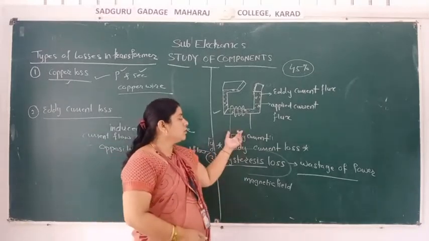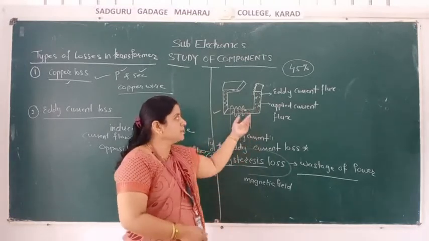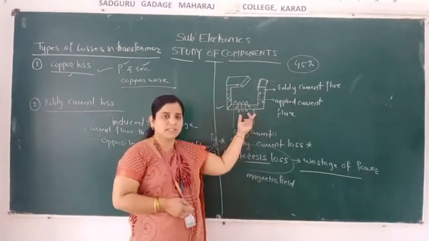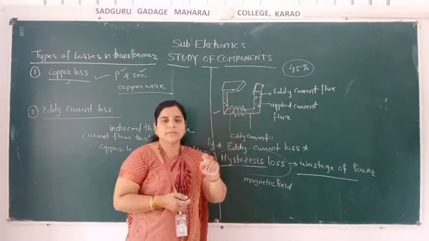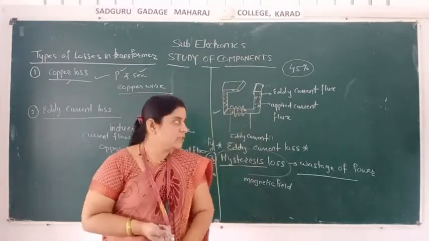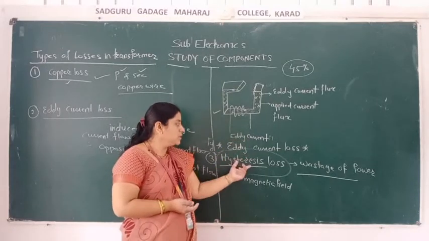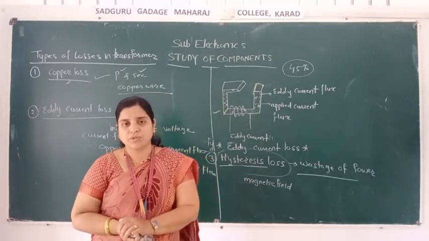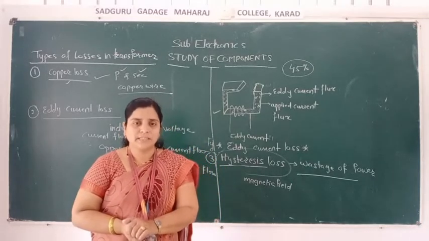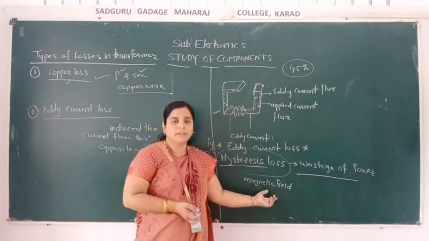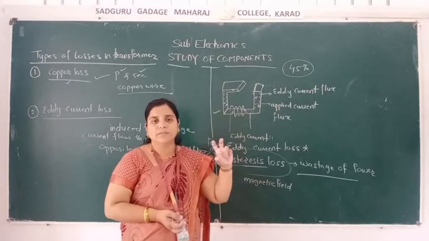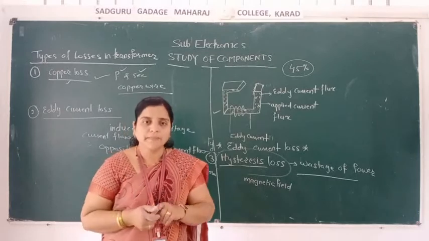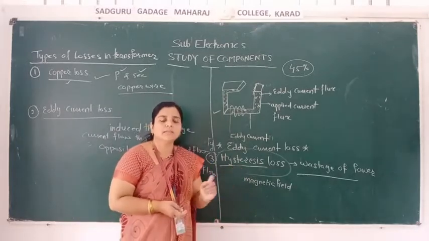In eddy current loss, two currents are in opposite direction, the eddy current flux and the applied current. These two currents are exactly opposite in direction, and because of the opposite direction, current is produced, and that is called the eddy current loss. Last is the hysteresis loss. Hysteresis loss happens because of wastage of power. If you want to control that hysteresis loss, then you have to control the magnetic field produced between the two coils of the transformer. Then your loss will be removed. That loss is called the hysteresis loss.